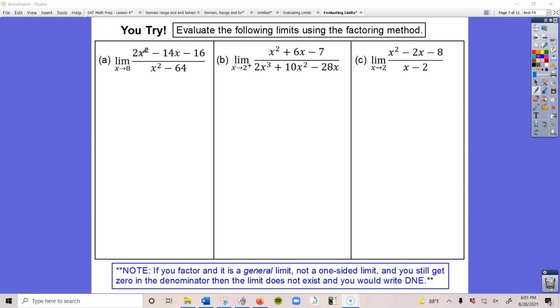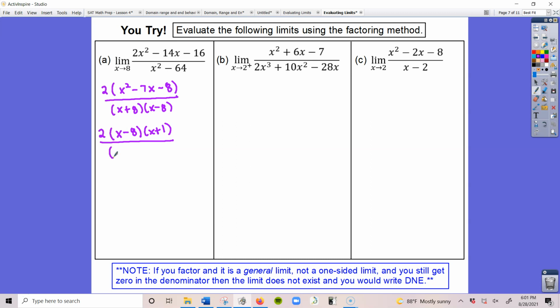So let's factor this function. In the numerator, everything is divisible by 2, so I'm going to factor out a 2 first. And that would give me 2x squared minus 7x minus 8, all over, this is a difference of squares, which can be factored as x plus 8, x minus 8. Now let's finish factoring the numerator. We have that 2 still on the outside. x squared minus 7x minus 8 can be factored as x minus 8, x plus 1. And in the denominator, the x plus 8, x minus 8.